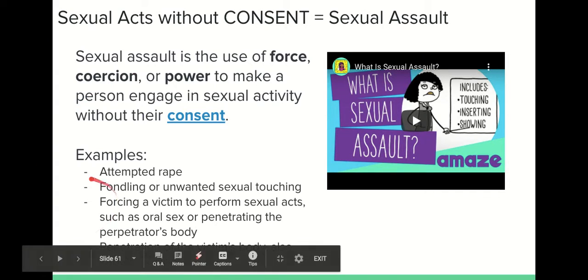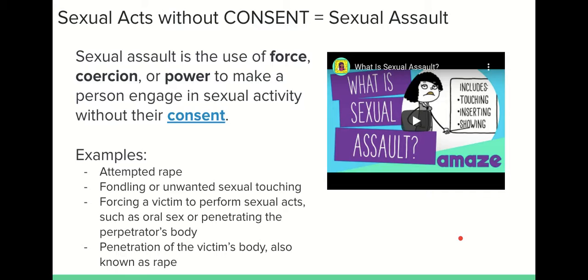So, here are some examples that could be attempted rape, unwanted sexual touching, forcing a victim to perform sexual acts, so like oral sex or penetration, and whoops, can't see the last one here. And penetration of the victim's body, also known as rape. So, sexual assault is very serious and very illegal.